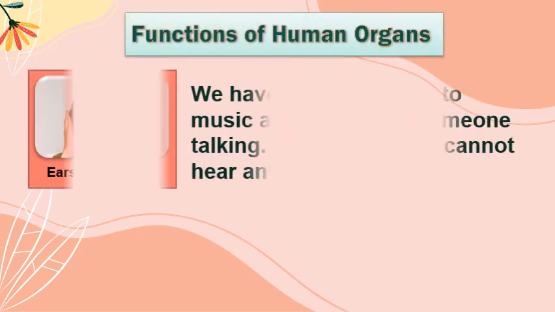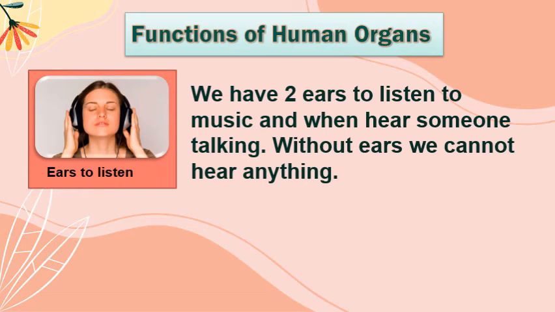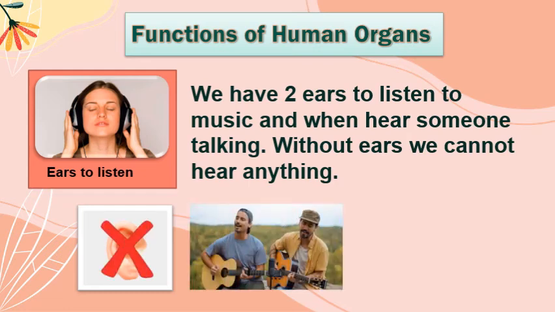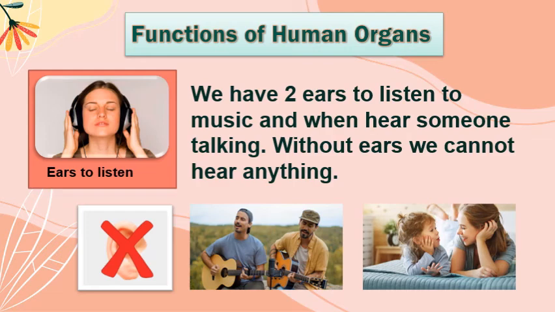First, let's talk about ears. We have 2 ears to listen to music, and we can also use this when hearing someone talking. Without ears, we cannot hear anything. Without ears, we cannot listen to music, and we can't listen to our loved ones when they are talking. That's why ears are very important.